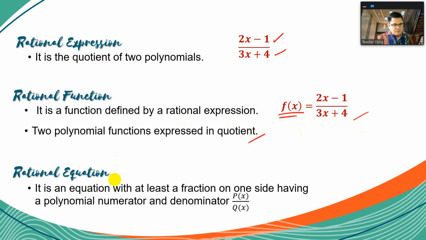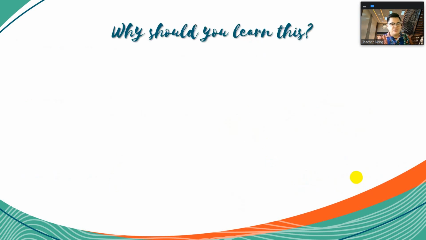And then for rational equation, of course, it is an equation with at least a fraction on one side having a polynomial numerator and denominator. So just like this is an example of an equation because as you can see, we have algebraic expressions on both sides of the equation, and then one of the sides actually has a rational expression.